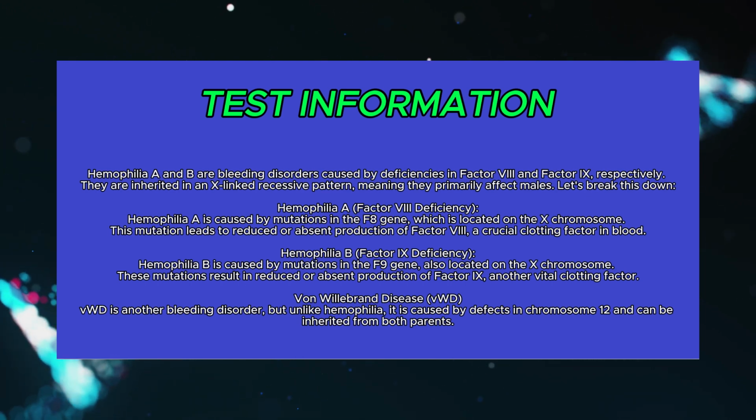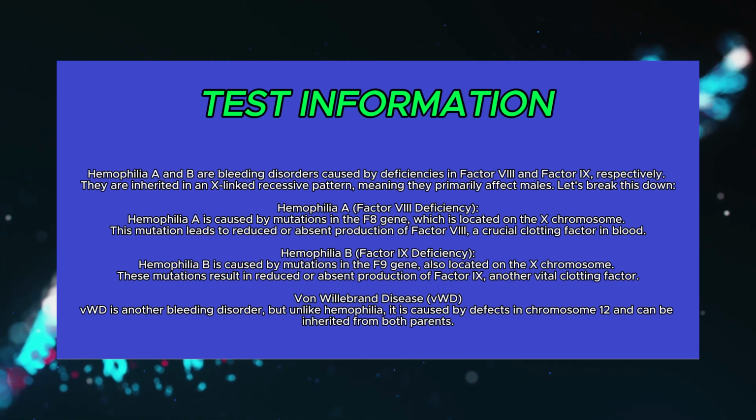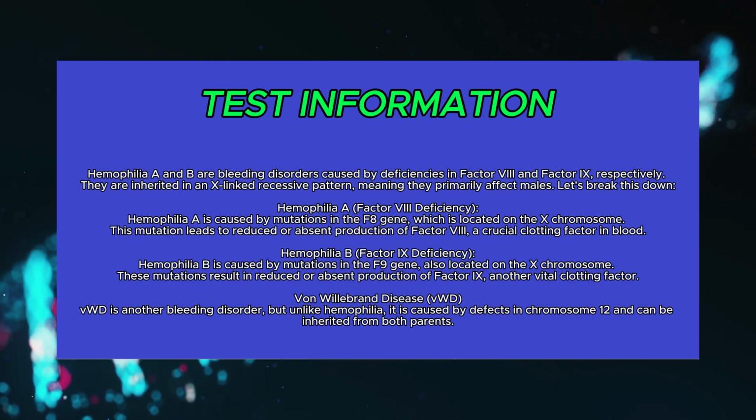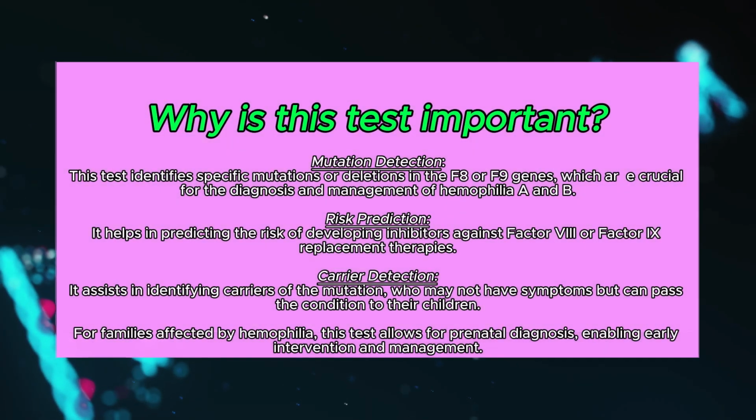Von Willebrand disease. VWD is another bleeding disorder, but unlike hemophilia, it is caused by defects in chromosome 12 and can be inherited from both parents. Why is this test important?